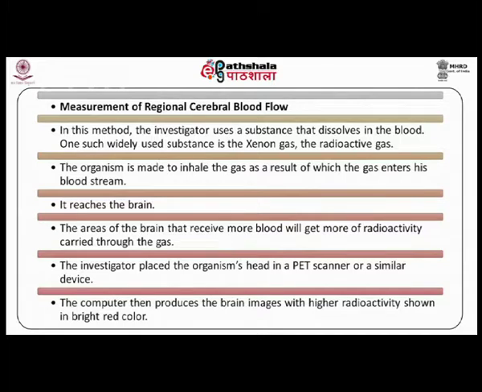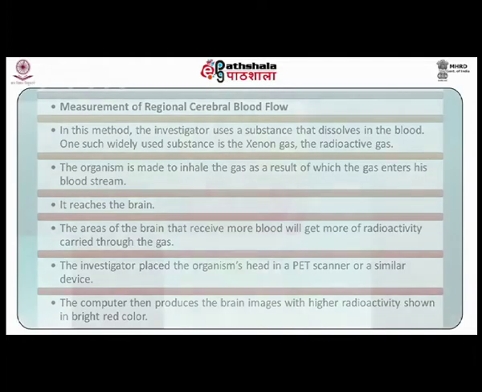It reaches the brain. The areas of the brain that receive more blood will get more of the radioactivity carried through the gas. The investigator places the organism's head in a PET scanner or a similar device. The computer then produces the brain images with higher radioactivity shown in bright red color.